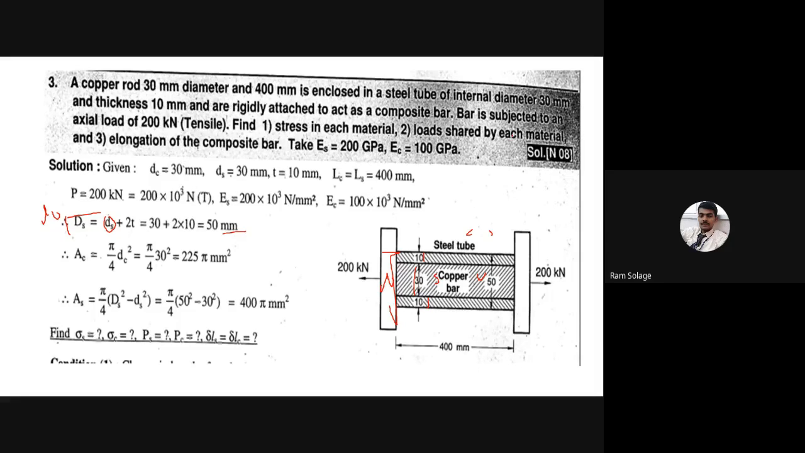Please solve the problem and give me the solution. What is the PS, PC?